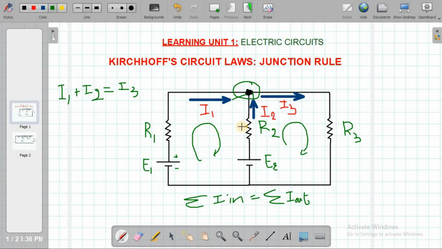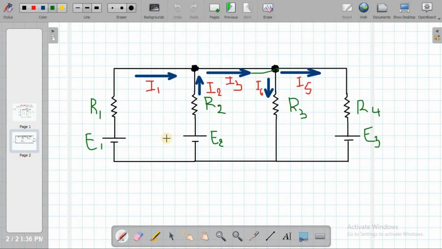Like I was saying, you can have a type of circuit with more than 2 voltages and more than one node. In this case we have node 1, which is this one, and node 2. So we can generate 2 equations. For the first node, we have I1 getting inside the node, and I2, so I1 plus I2 is equal to I3 because it's leaving the node.